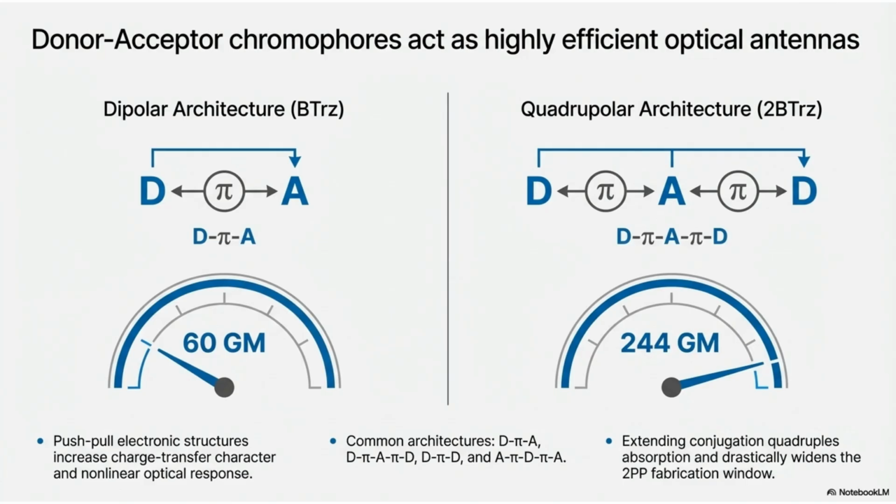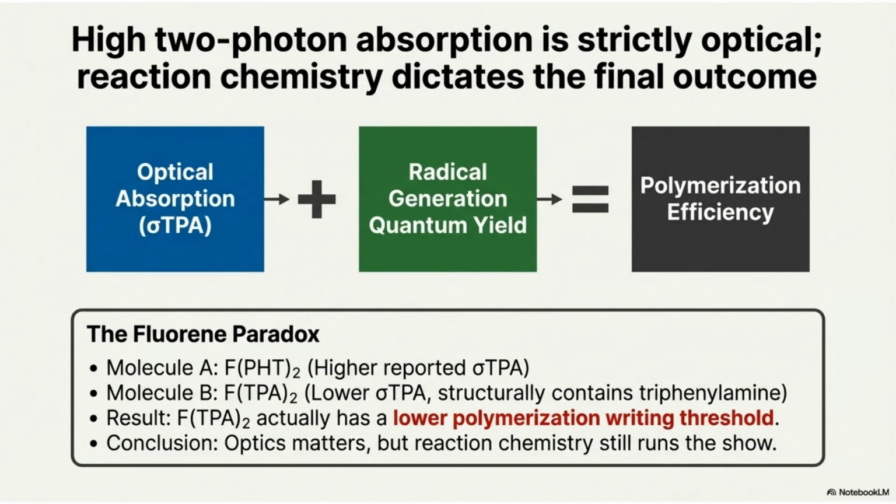Donor-acceptor chromophores act as highly efficient optical antennas. Push-pull electronic structures increase charge transfer character and nonlinear optical response. Extending conjugation in a quadrupolar architecture drastically widens the 2PP fabrication window. High two-photon absorption is strictly optical, but reaction chemistry dictates the final outcome. The fluorine paradox shows that a lower optical absorption cross-section can lead to a lower polymerization writing threshold due to superior reaction chemistry.